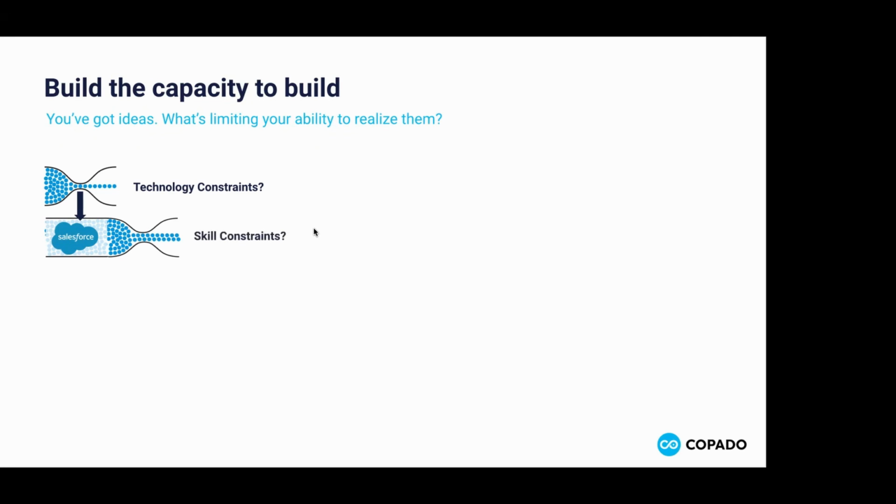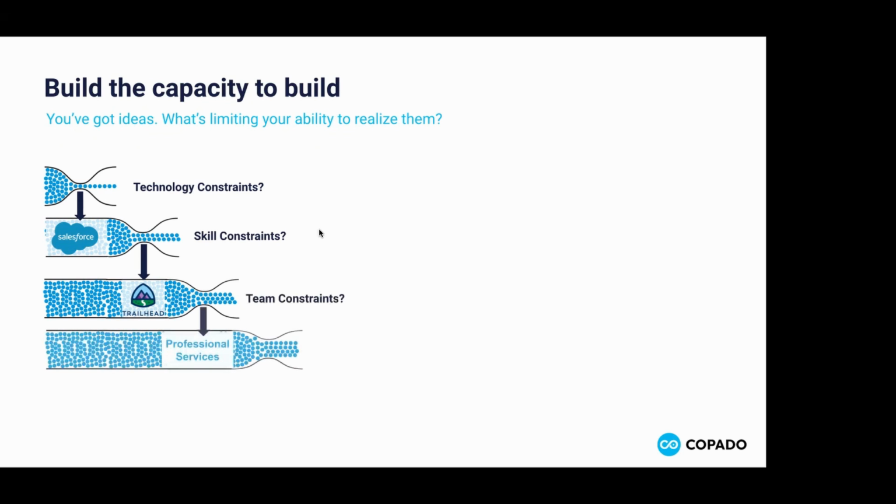But what if you've got skill constraints? What if the limiting factor on your team is skill constraints? Well, you've got Trailhead, right? What's Trailhead do? It ups your skills so you can deliver more awesomeness. What if there's team constraints, right? Well, you can hire somebody. You can get professional services, consulting companies to come in there and pay them a lot of money, and they can help you to deliver a lot more awesomeness.